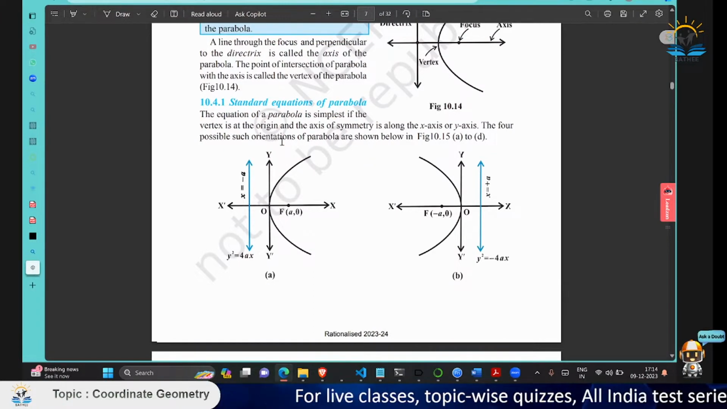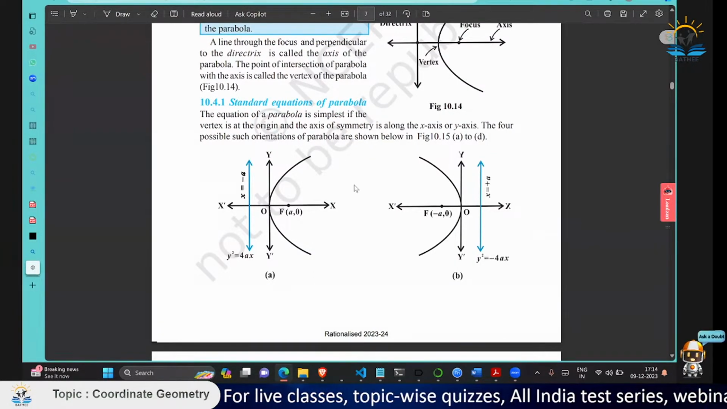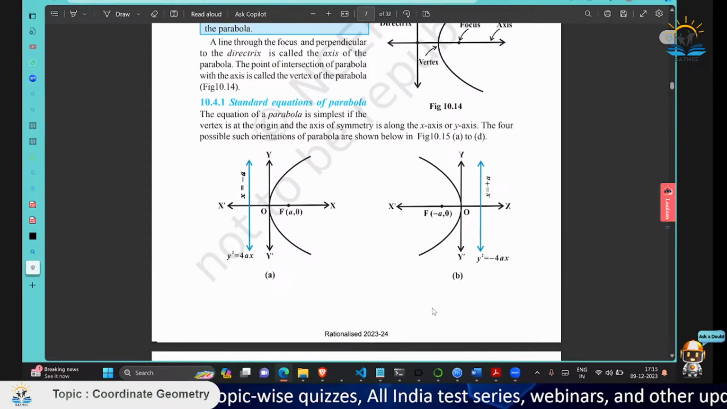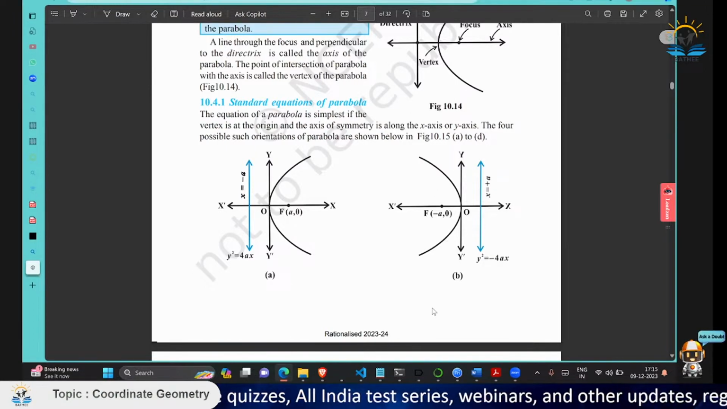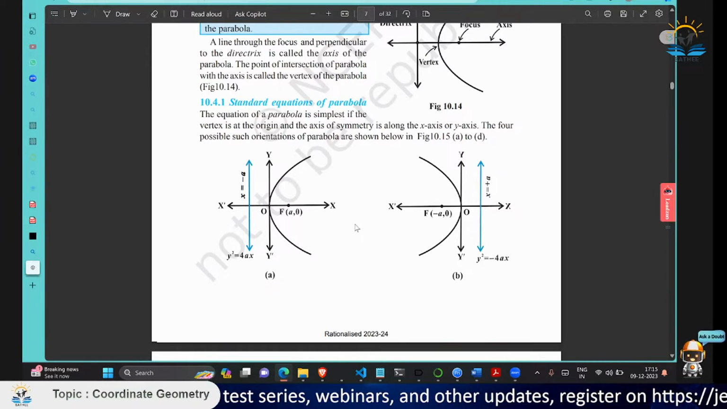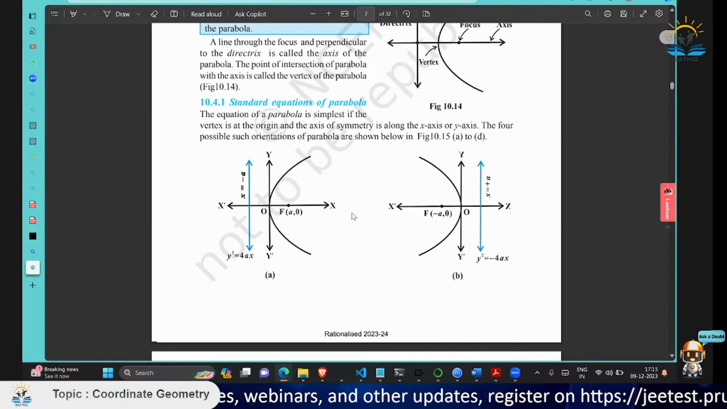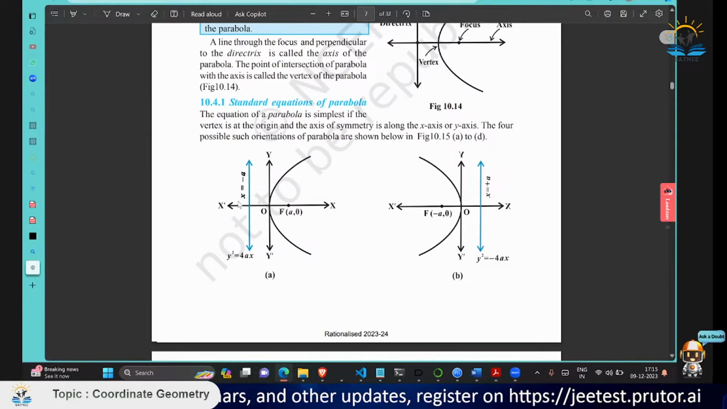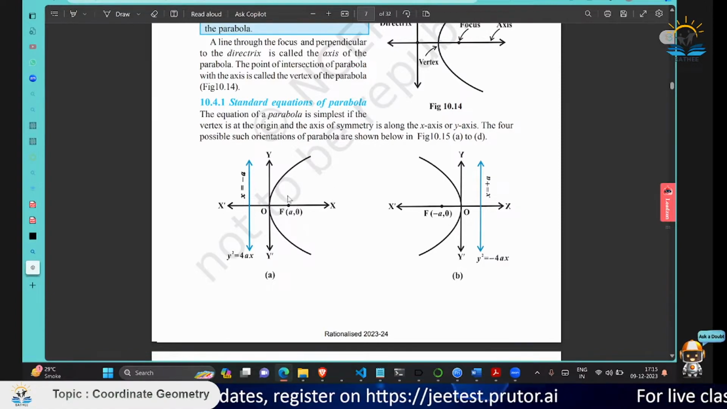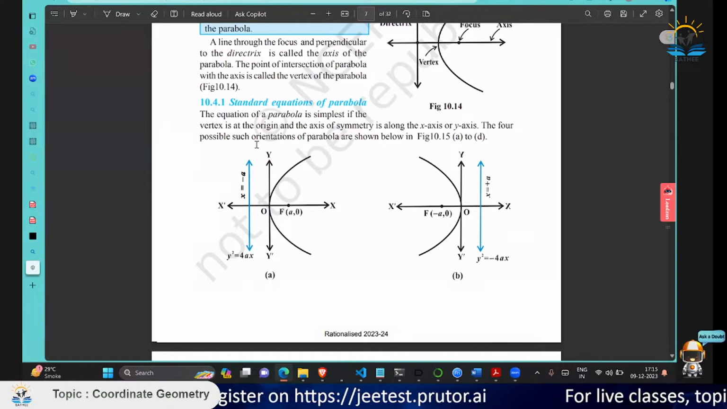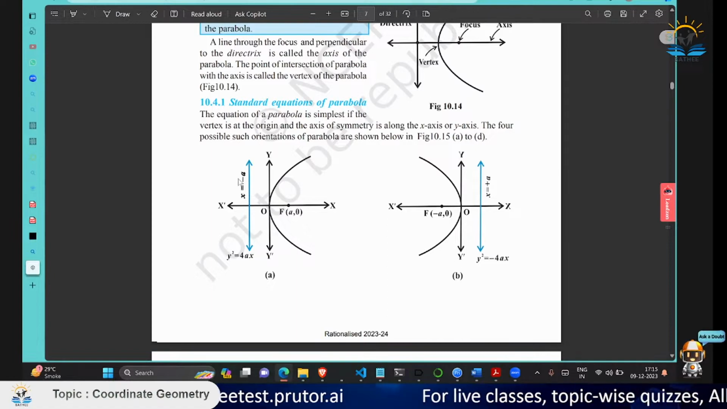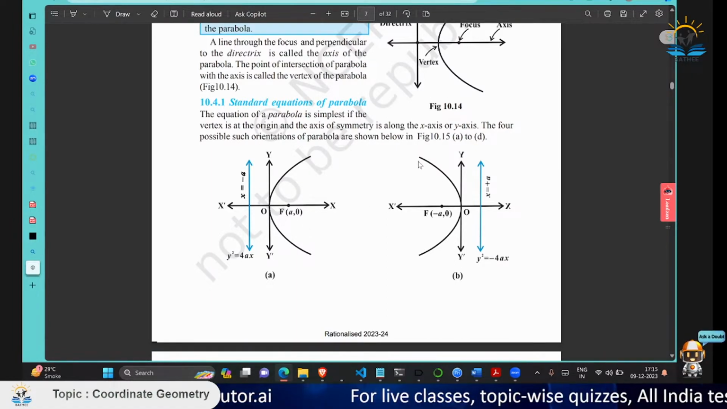Let's continue with standard equations of parabola. Let's first start with the simplest of them. There are quite a lot of types of parabola. Let's start with the simplest, where the axis is the x-axis. The axis of the parabola is nothing but the x-axis of the xy plane, and the vertex is at the origin. So with these two things, there can be two types of parabola, as you can see here.